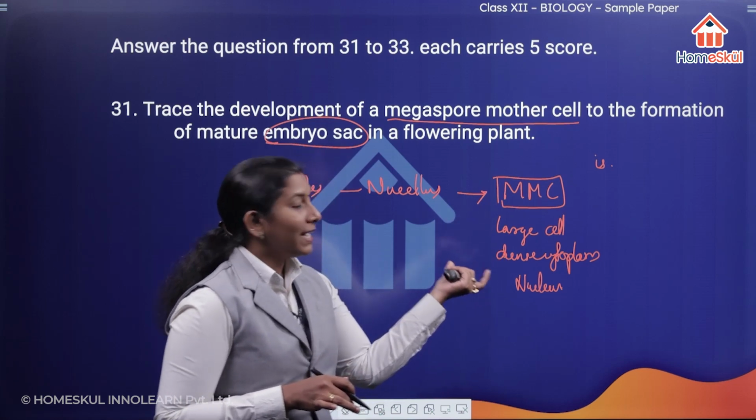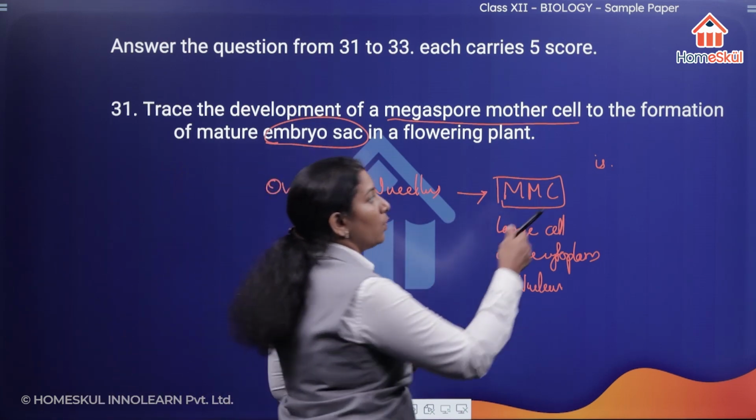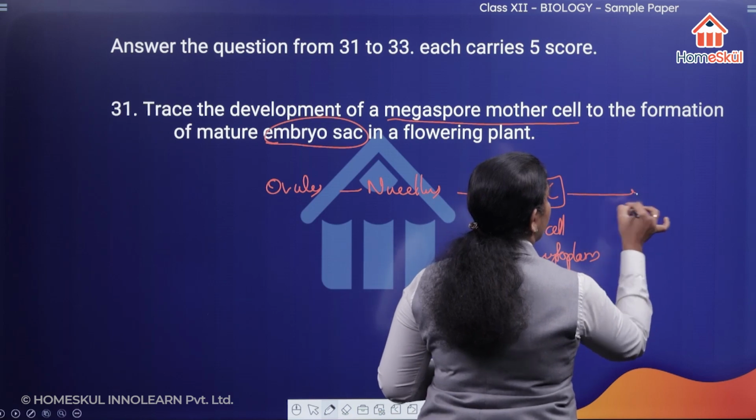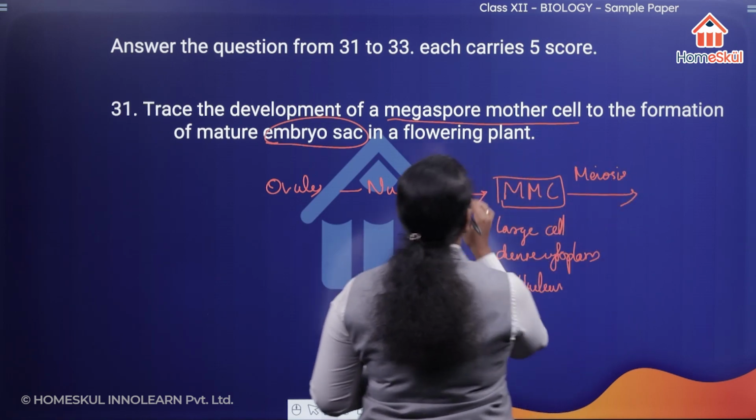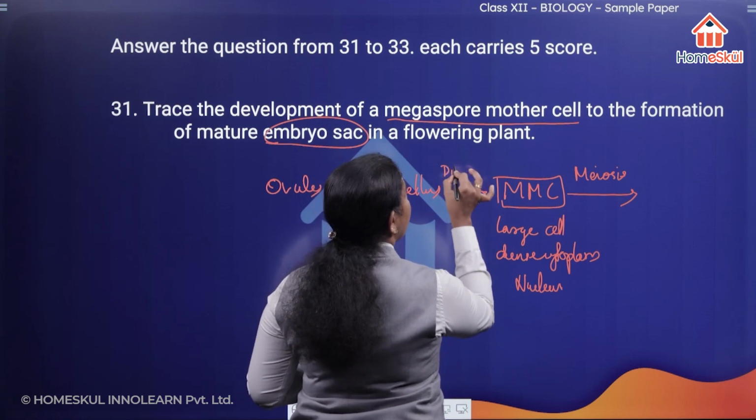This megaspore mother cell undergoes meiotic division. Meiosis. It undergoes meiotic division. Here you can observe the differentiation.